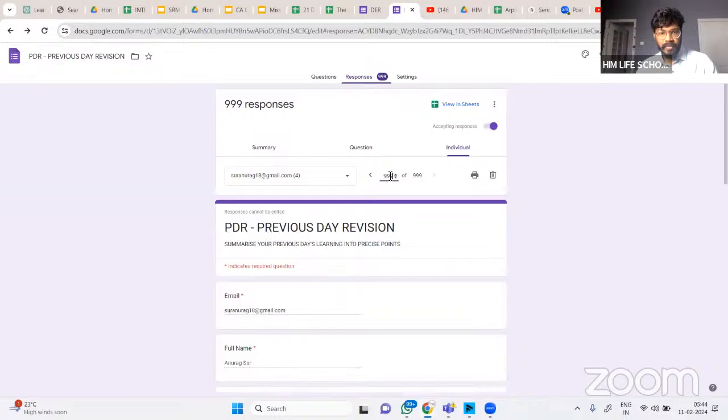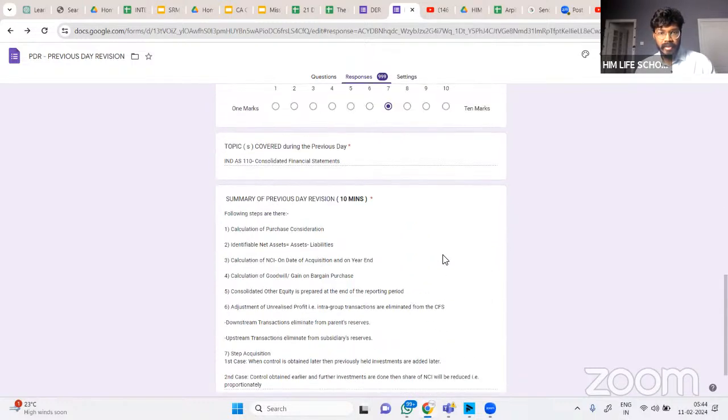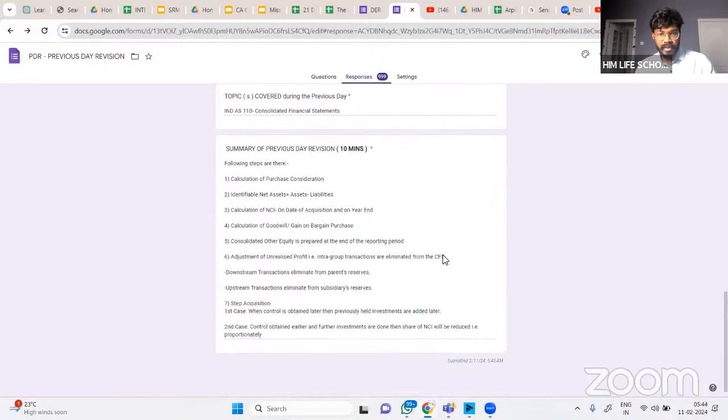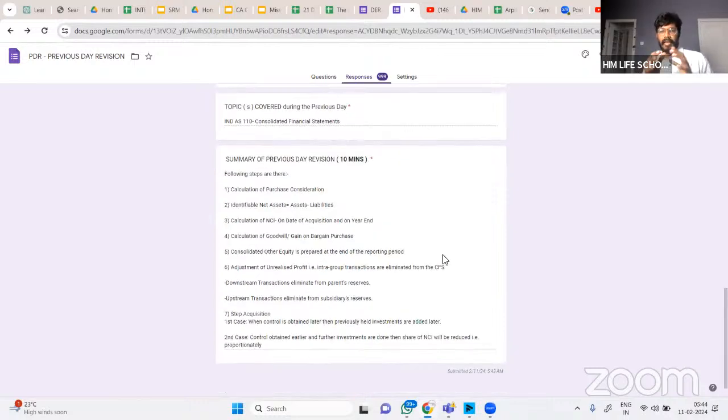Okay, let's look at it. So we have a fancy number. Next, whoever is submitting will be the 1,000th PDR, technically. Let's look at what Anurag has done. Consolidated financial statements. Okay. See, at some point of time, the way we built it is, when you talk about a particular standard, let's say CFS, everything that is required to answer a question in CFS should be reflected in the PDR. If any question is coming from CFS, is this information enough? If yes, that's a good submission. If no, that has to be improved.